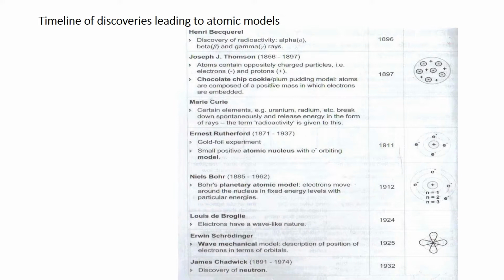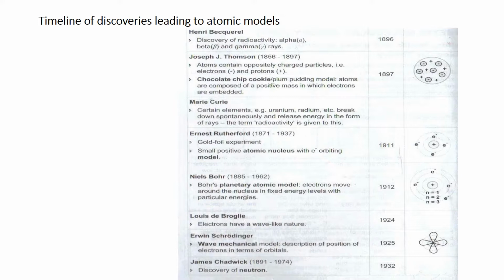Marie Curie came up with the theory of radioactivity. Ernest Rutherford came up with his model based on his gold foil experiment that he performed. We are going to look at the gold foil experiment. And he said that the atom has a small positive atomic nucleus with electrons orbiting it. So that was his model.